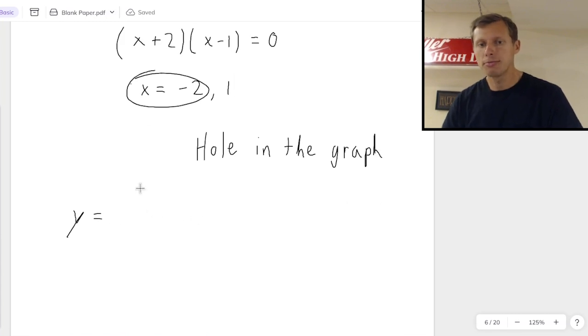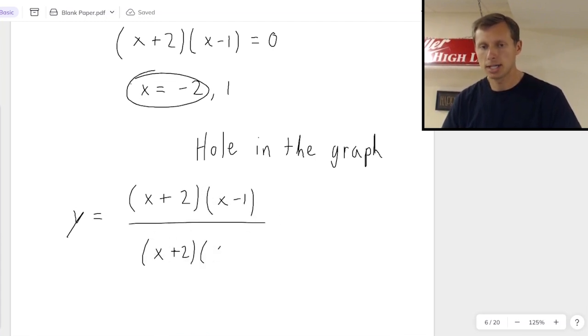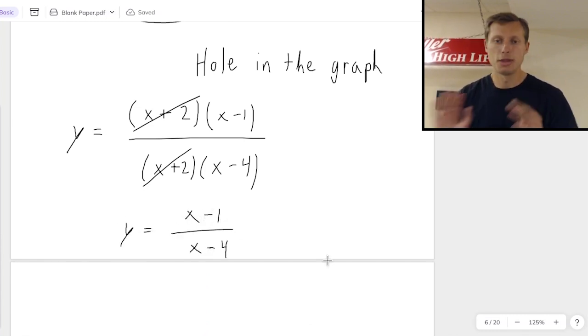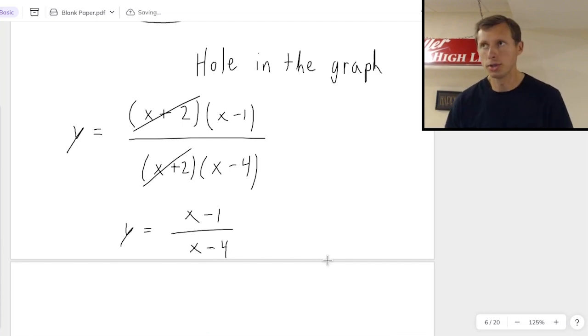If I rewrite the function in the factored form, in other words, in the numerator, x plus 2 times x minus 1, in the denominator, x plus 2 times x minus 4, basically what we see happening is that the x plus 2 factors cancel. And we can continue this problem by just looking at this function, which is technically the same function, just without the hole in the graph at -2. But don't worry, nothing's changing in this process.